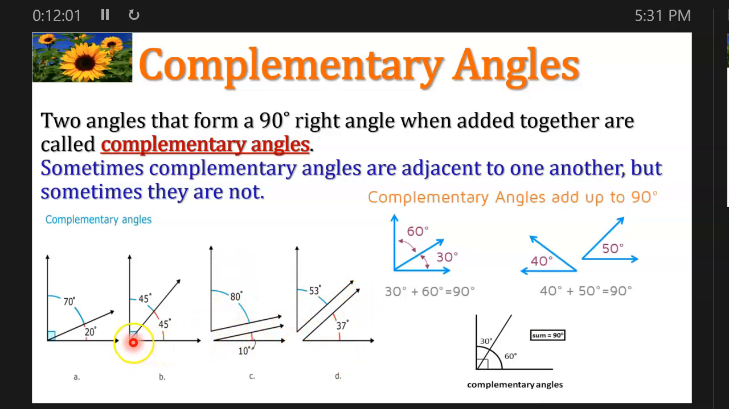Notice they're not sharing the same vertex point and they don't share a side. But they're still complementary because they still add up to 90. 53 plus 37 is also adding up to 90. So not adjacent, adjacent, but they're all complementary. Here we have an adjacent complementary angle pair and a non-adjacent complementary angle pair. And then here's some adjacent angle pair as well.